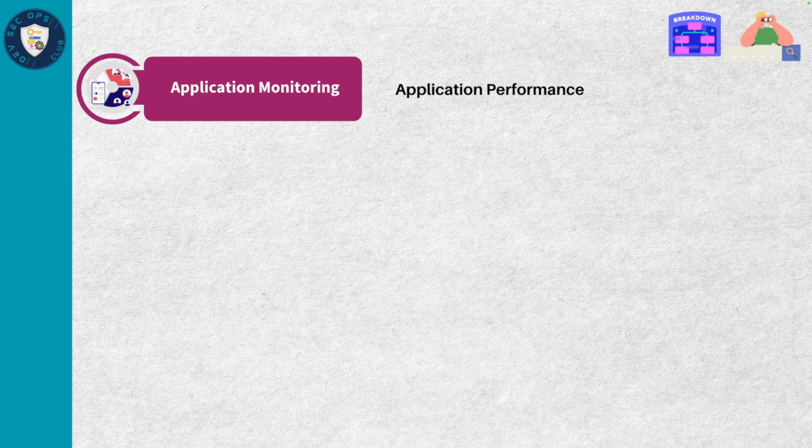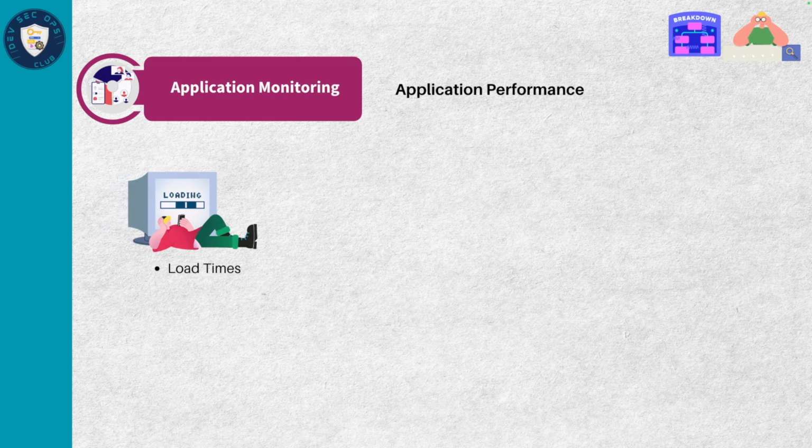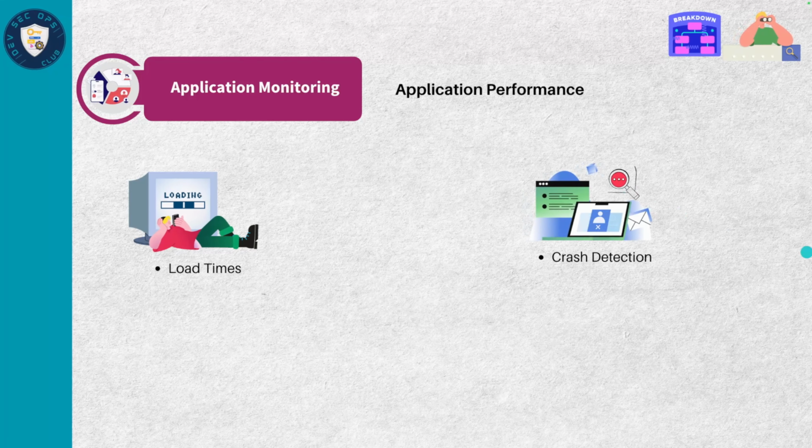So first one is application performance monitoring, where you monitor load times. Load times measure how quickly an application loads, to prevent frustration of the user. Next, we have crash detection. So crash detection is also about whether your application is shut down unexpectedly, right?